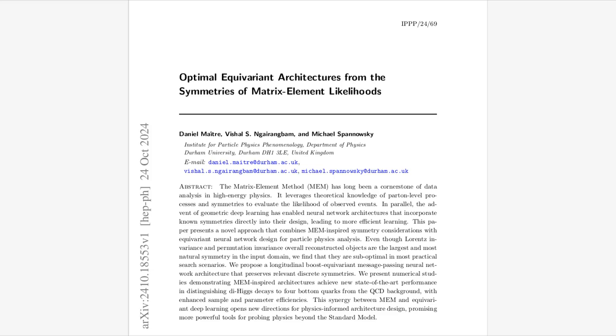It's super interesting. So basically, we're going to be looking at this paper, and it's called Optimal Equivariant Architectures from the Symmetries of Matrix Element Likelihoods. Catchy title. Yeah, I know it's a mouthful, but the ideas are way cooler than the title makes them sound. Definitely. So the researchers are really focused on this thing called the matrix element method, or MEM.